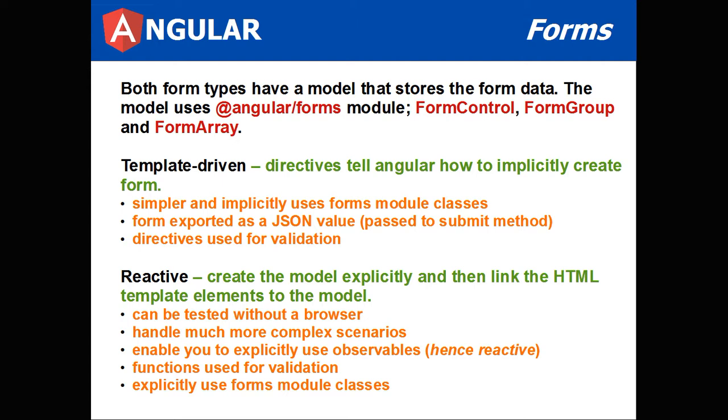In the reactive model, you create the model explicitly and then link the HTML template elements to the model. The benefit of this is you can test it without a browser. It handles much more complex scenarios and enables you to explicitly use observables, hence it's much more reactive. Functions are used for validation, so you could develop more powerful validation functions. And you explicitly use form model classes.